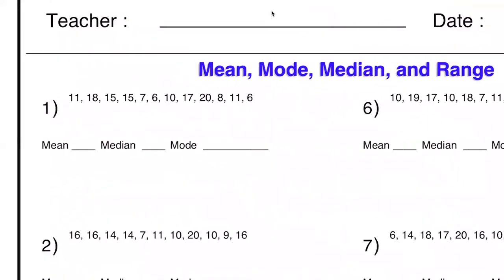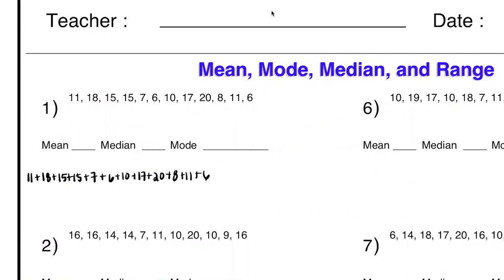In this case, we have 11, 18, 15, 15, 7, 6, 10, 17, 20, 8, 11, 6. To find the mean, remember, we're adding it up. So we're going to have 11 plus 18 plus 15 plus 15 plus 7 plus 6 plus 10 plus 17 plus 20 plus 8 plus 11 plus 6. So we add it all up. Let me add it all up on the side.